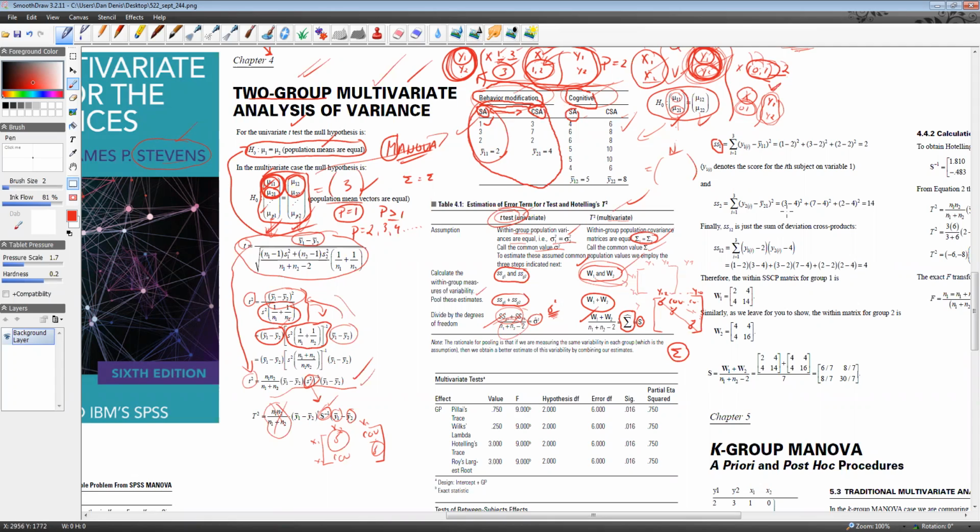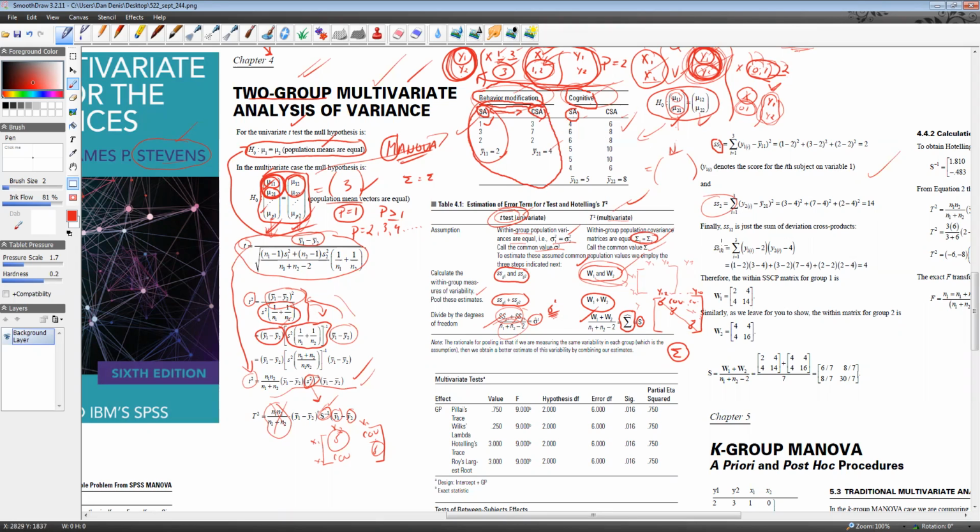Let's do it for the next one. You're going to have 3 minus 4, 3 minus 4, plus 7 minus 4, etc., and you get the sums of squares for group 2. Now, all of this is still within the behavior modification group. Here's where multivariate analysis differs from univariate, because now, instead of just having two sums of squares, we actually have a cross product as well.